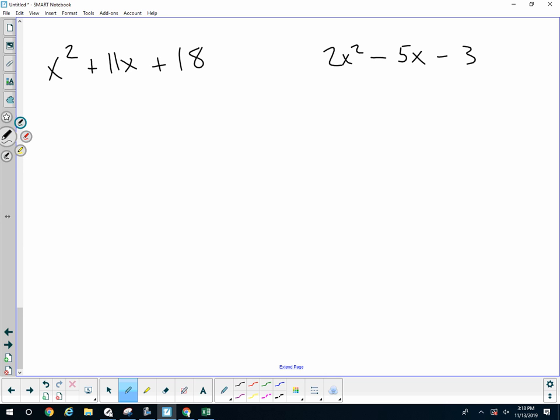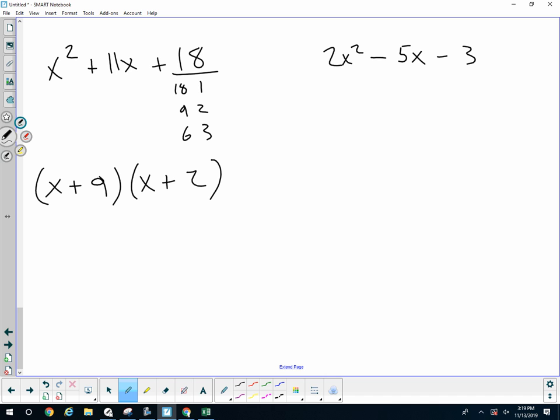If you struggle, you can write out all the factors of this C. 18 and 1, 9 and 2, 6 and 3. What are the two, Mr. Irwin? 9 and 2. Simple, easy, because we know the shortcut. If I'm distributing x plus 9 times x plus 2, I'm going to have x squared. I'm going to have a 2x. I'm going to have a 9x. That's 11x. I'm going to have a 9 times 2. That's an 18.